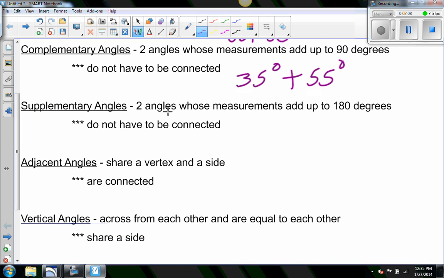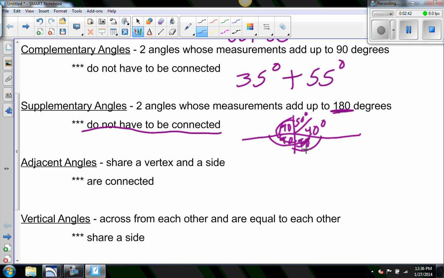Supplementary angles, two angles whose measurements add up to 180 degrees. Again, they do not have to be connected to be considered supplementary. So if you had a figure like this, let's say that this is 40 degrees here, this would be 90, this would be 50, this would be 90, and this would be 90. So if I wanted to find two angles that are supplementary, I could say this one and this one, or this one and this one, or this one and this one. They have to add up to 180. They don't have to be connected, but they can be.